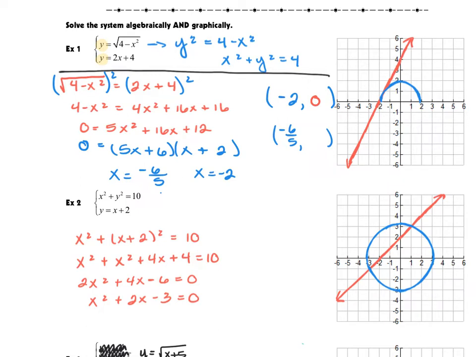When I plug the negative 6/5 back into my equation, I'm going to need to do a little bit of work algebraically, or really more arithmetic. So I'm going to have my 2 over my 1 times my negative 6/5 plus my 4. I'm going to need to get my common denominators there, so I'm going to do a 5 over a 5. So I'm going to have my negative 12 plus my 20 in my numerator. That's going to give me a negative 8/5.